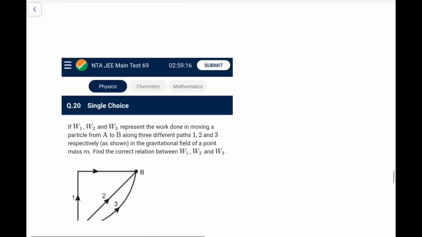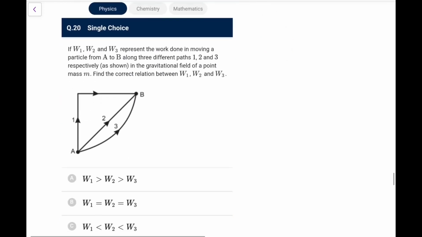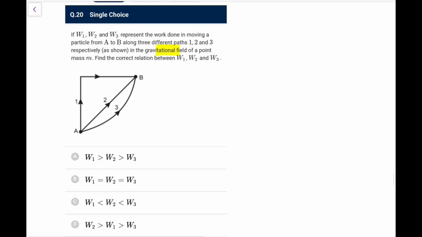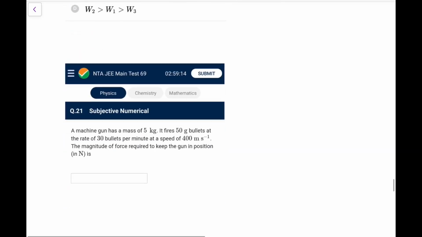This is 19th. Next, the last one. If W1, W2 represent the work done moving along 3 different paths in the gravitational field. We know it is a conservative field, so A to B, you go by any path, work will remain same. This is the easiest of the questions you can get. Okay, now go for the subjective numericals.